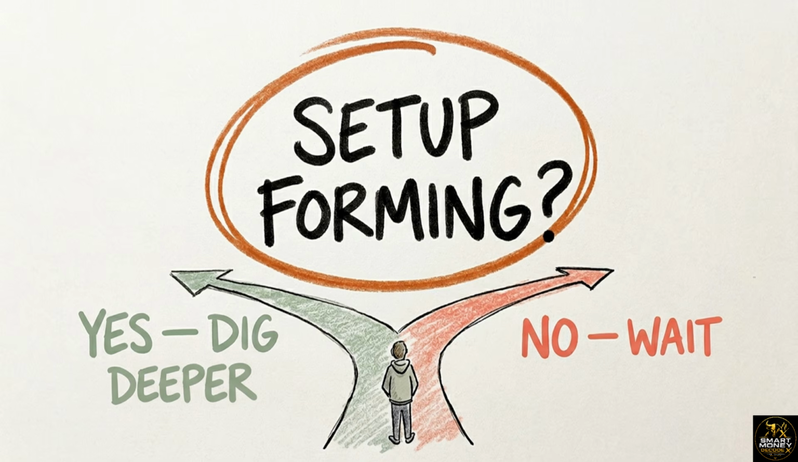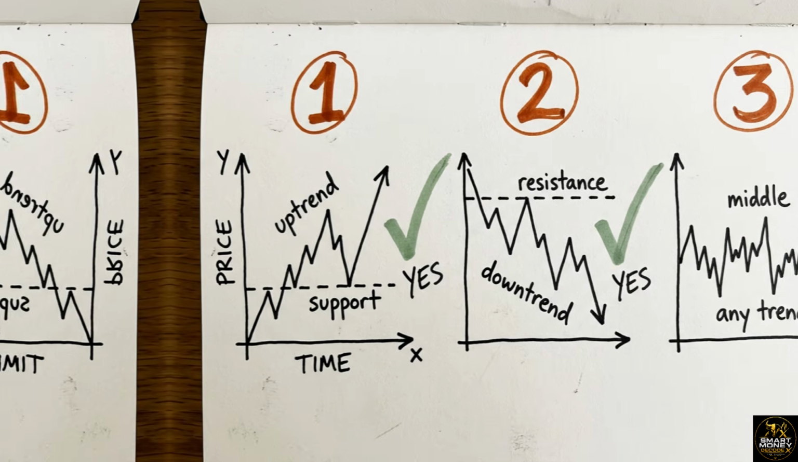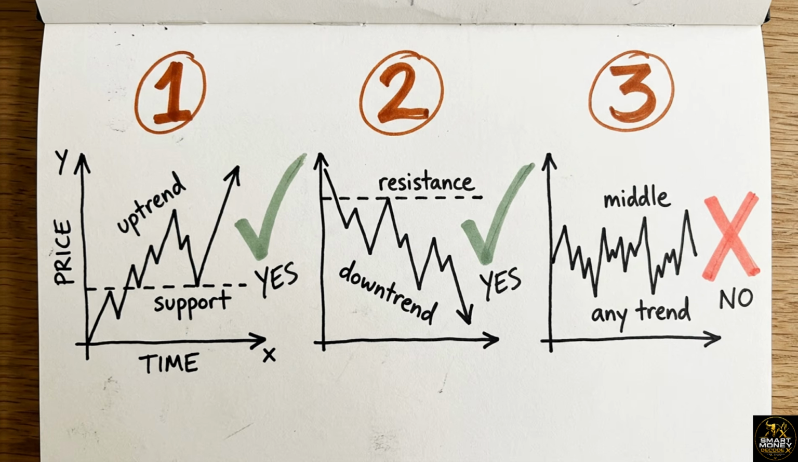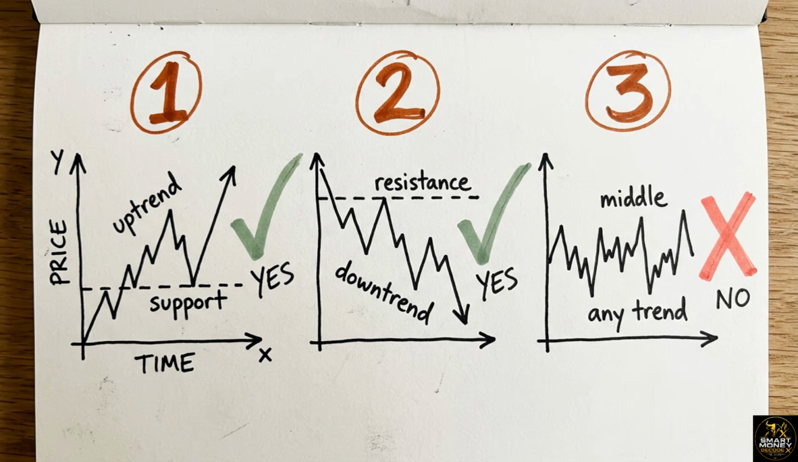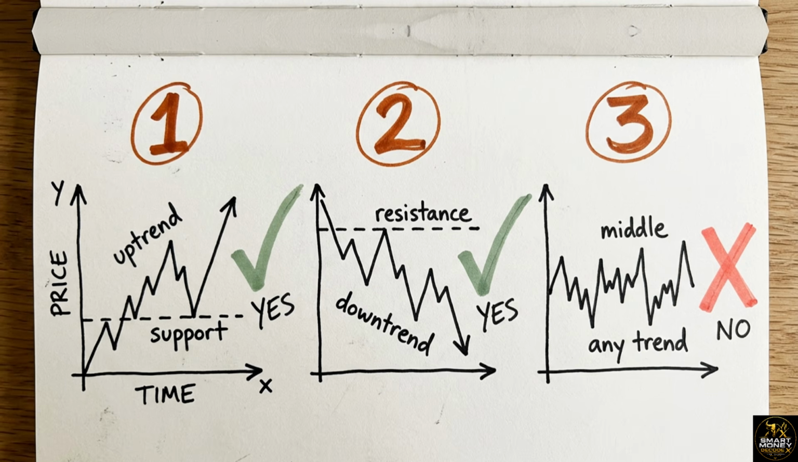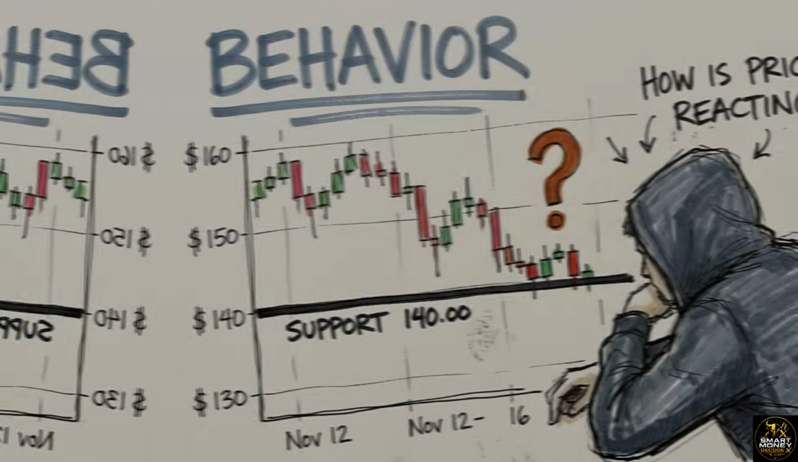You know the trend. You know the structure. Now you ask one final question. Is there a setup forming, or do I wait? A setup requires 3 things to align. First, location. Price must be at or near a key level. Support in an uptrend. Resistance in a downtrend. Not in the middle. Second, behavior.